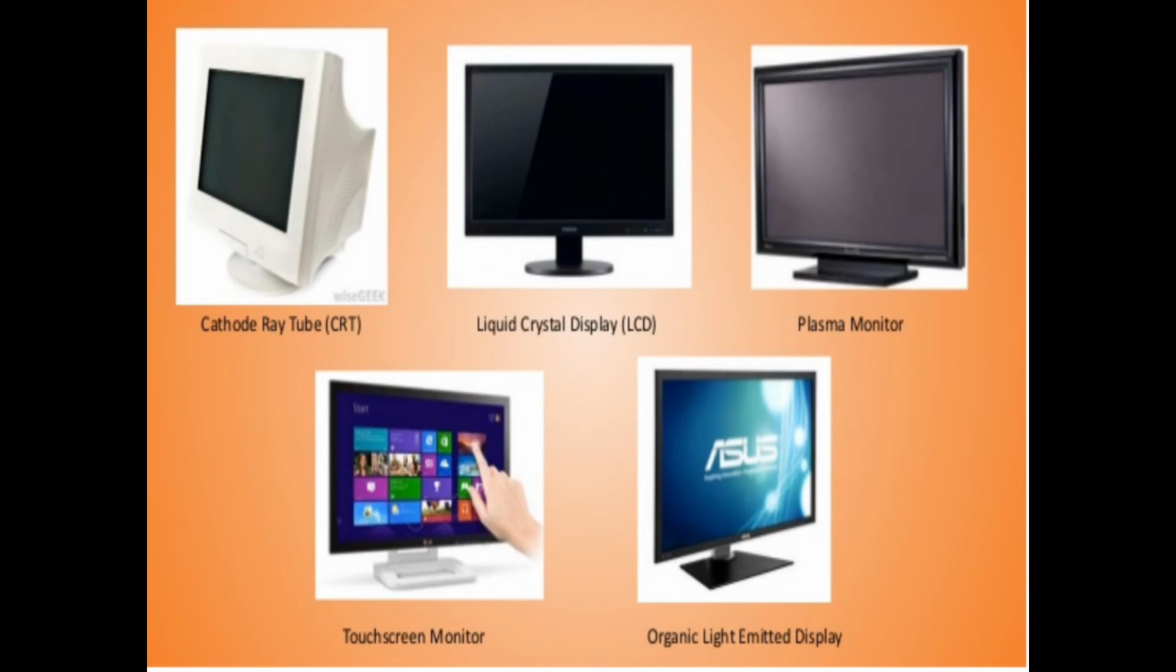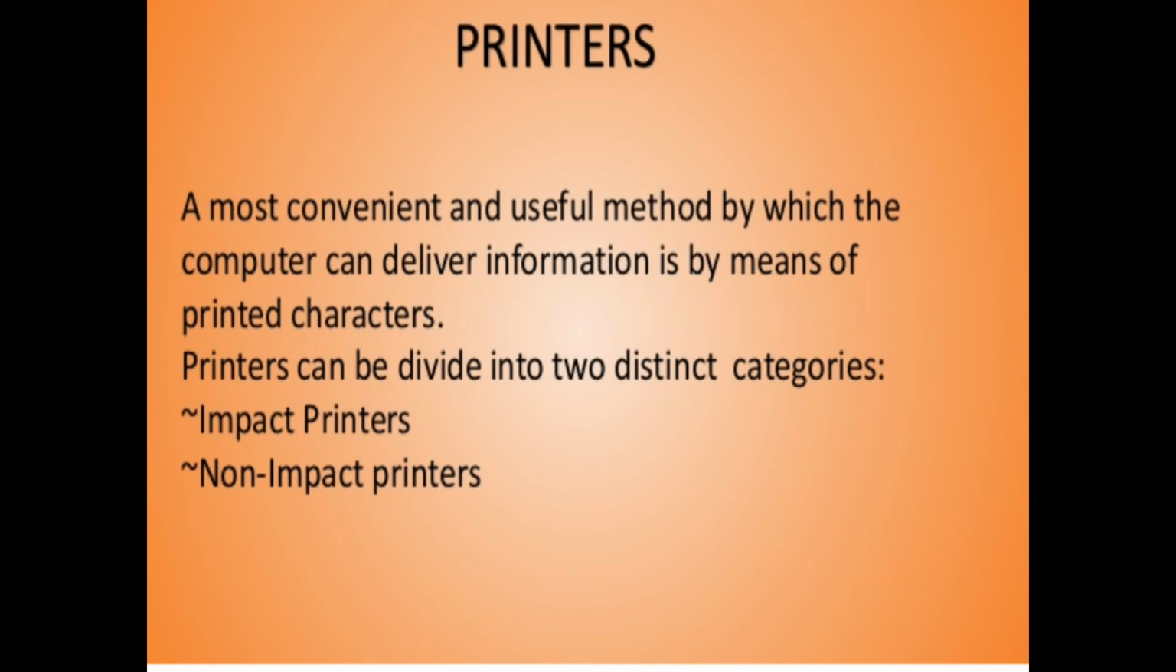We can see the images of different types of monitors here: CRT, LCD, plasma monitors, touchscreen monitors, and organic light emitting display. Next, a very important output device is the printer. The most convenient and useful method by which the computer can deliver information is by means of printed characters.